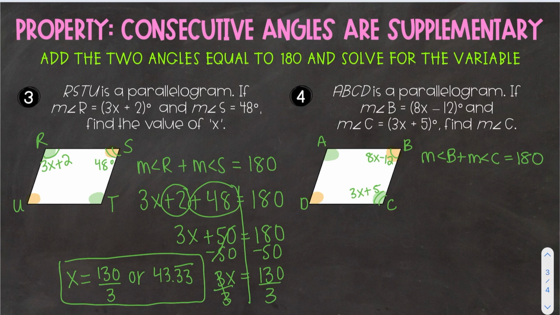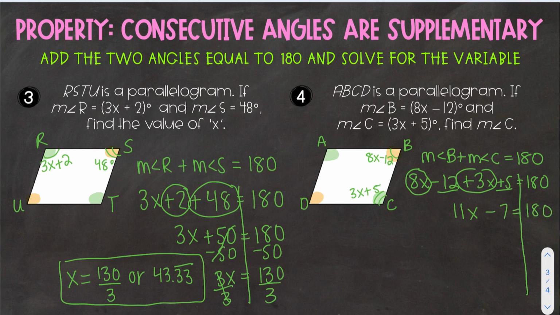So let's do 8x minus 12 for angle B plus 3x plus 5 for angle C equals 180 degrees. Now let's combine our like terms and solve for the value of x. 8x plus 3x is 11x. Negative 12 plus 5 is negative 7. Now let's add 7 to both sides. So 11x equals 187. And the very last step would be to divide by 11.